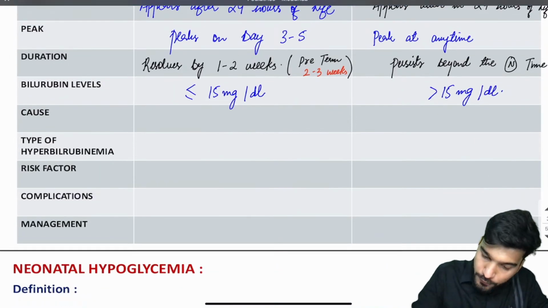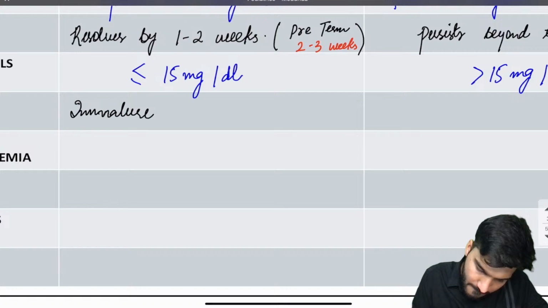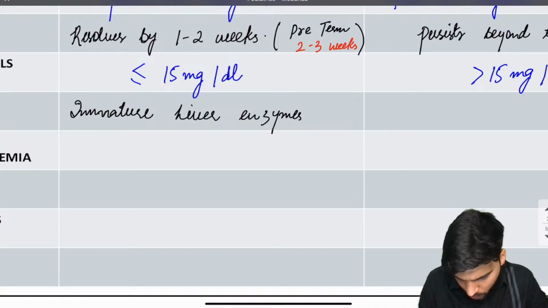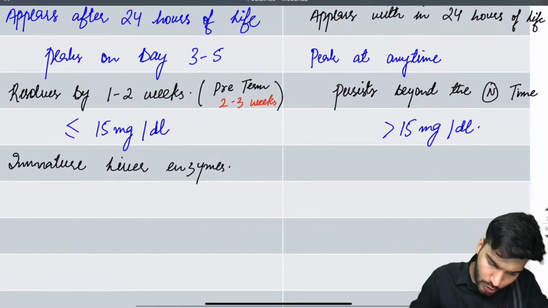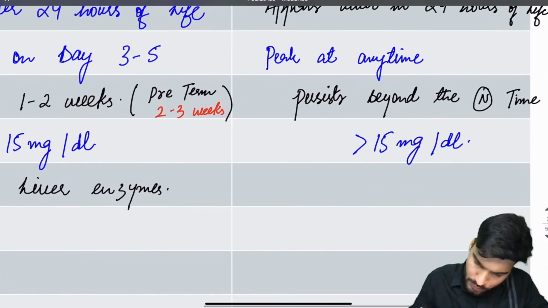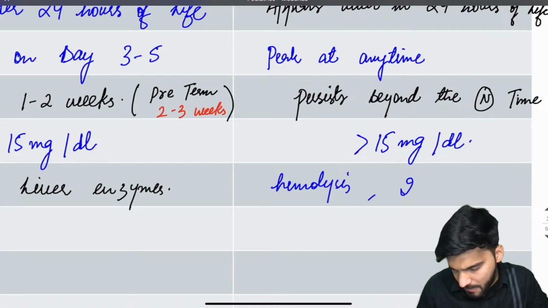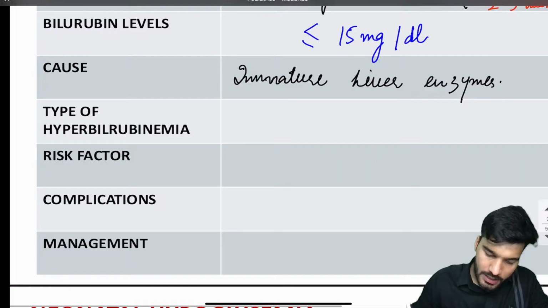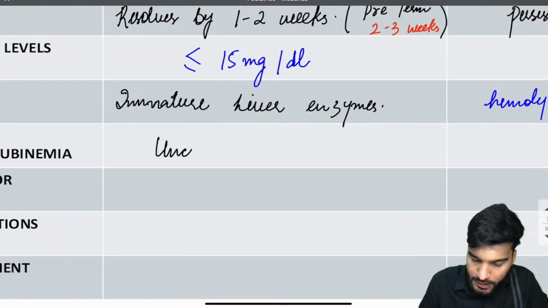If we talk about the cause of physiological jaundice, the cause is immature liver enzymes. I'm going in a very short and concise way. There are multiple causes, and in pathological jaundice, it can be hemolysis or infection.